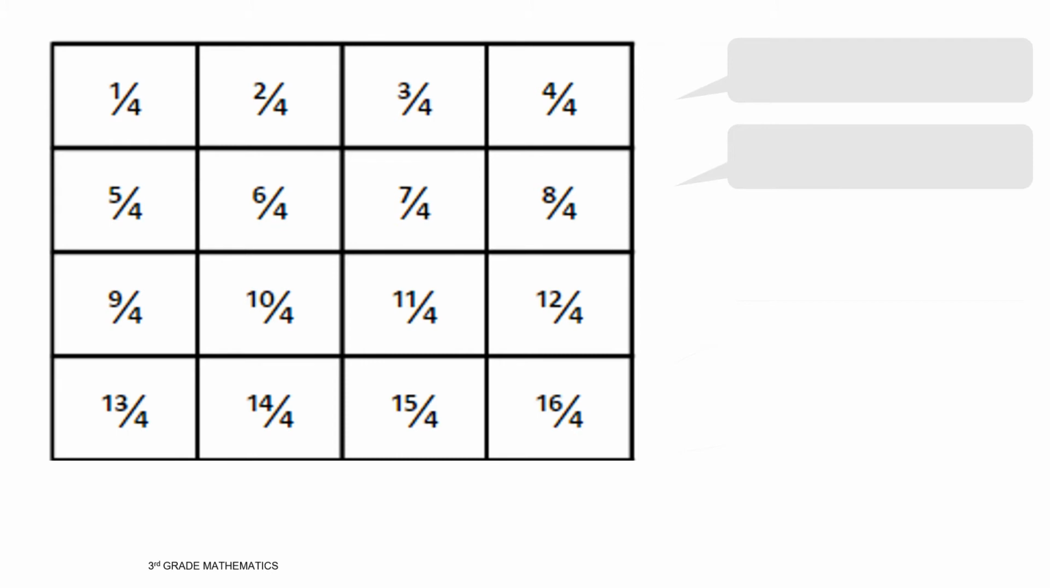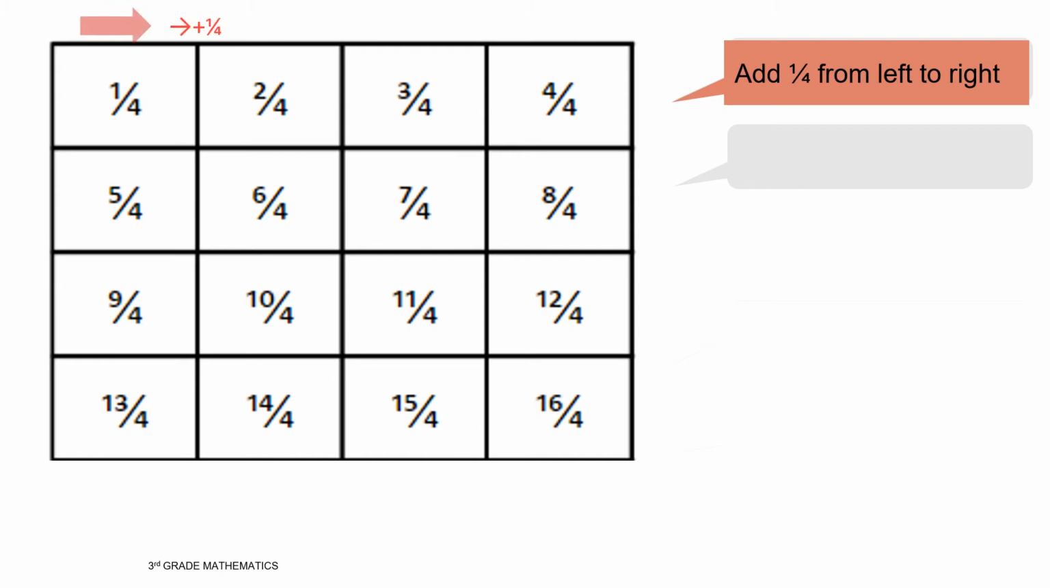You might have noticed that going from left to right, we're adding 1/4 each time. So 1/4 plus 1/4 equals 2/4. And 2/4 plus 1/4 is 3/4. And 3/4 plus 1/4 is 4/4, and so on. We see that pattern repeating in each row.